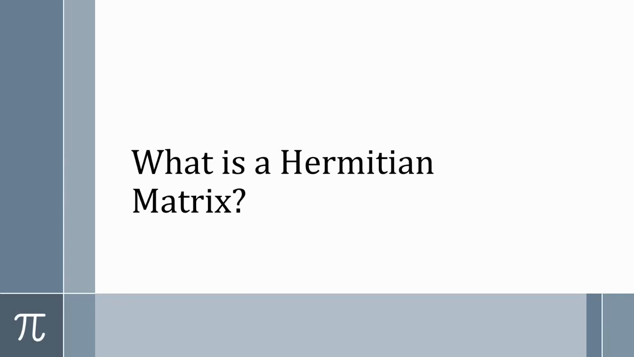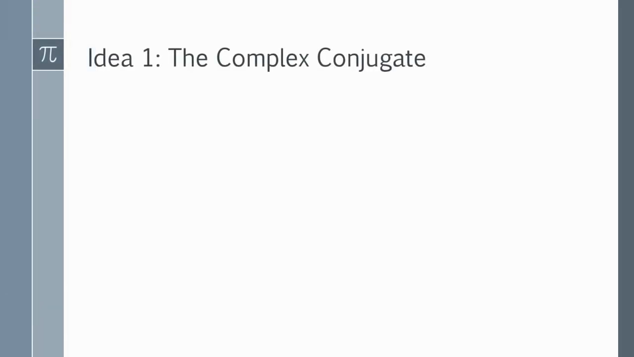In this video, I'm going to explain simply and clearly what a Hermitian matrix actually is. And to do that, you need to understand two fundamental ideas and then put them together. The first fundamental idea is that of the complex conjugate, which is actually extremely simple.